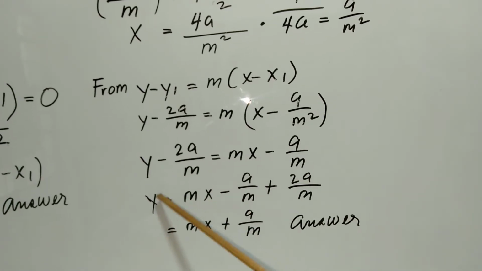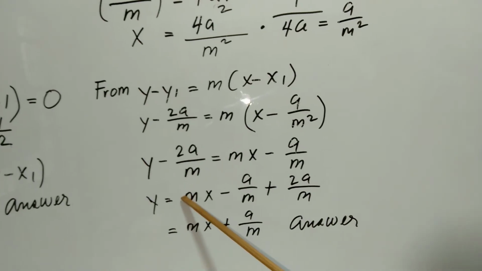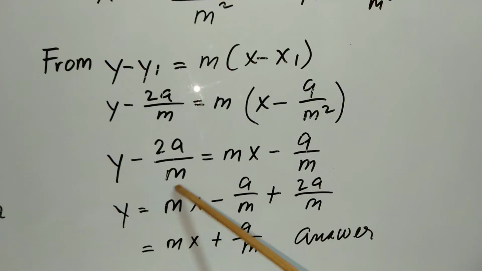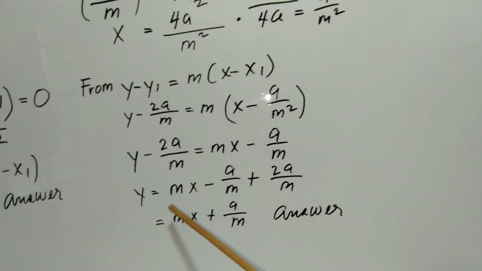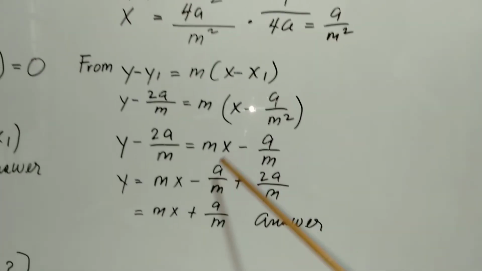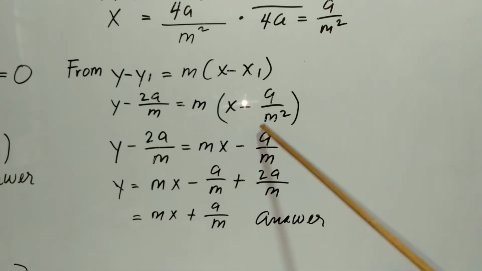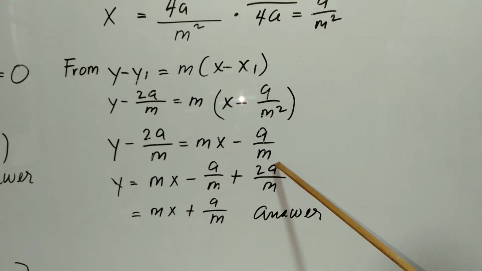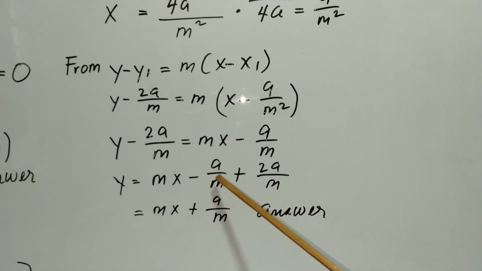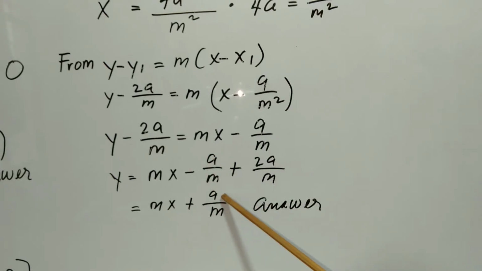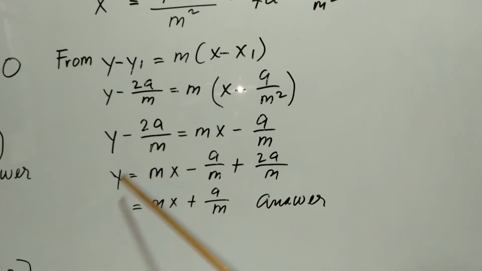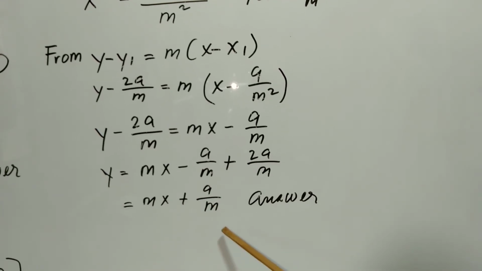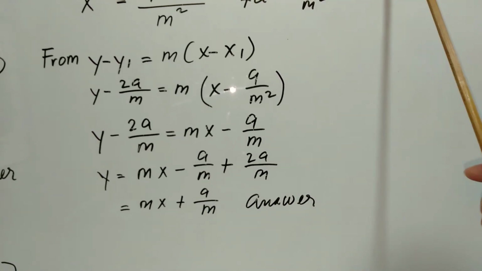So after computing this one, we transpose negative 2a over m and change the sign, so that one becomes positive. So we have here y is equal to mx minus a over m, we change the sign, plus 2a over m. So 2a over m minus a over m is equal to a over m. So our answer is y is equal to mx plus a over m. So this will be our answer for the second problem.